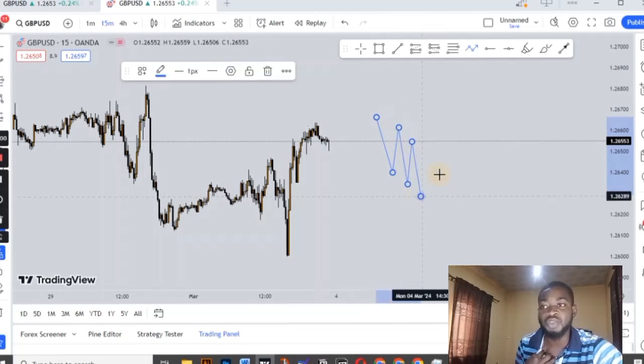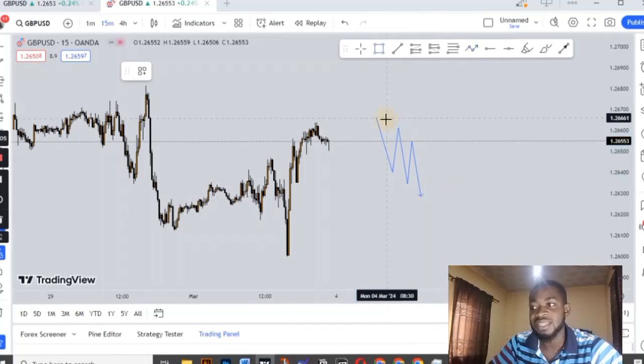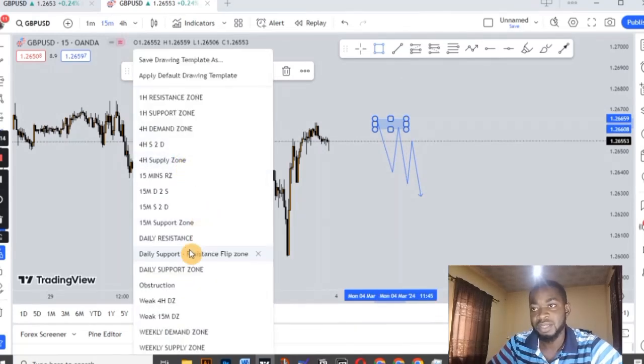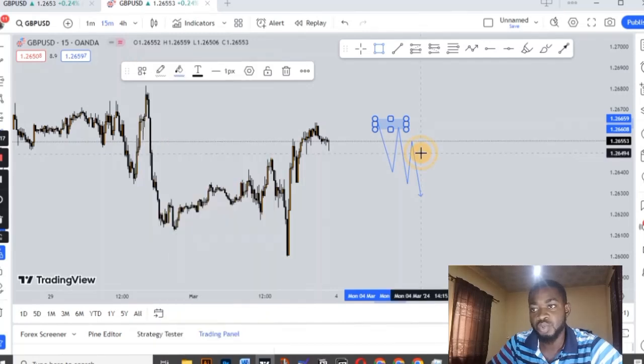Now, marking our supply zone could be like this. So this is actually the zone we're expecting to sell from. Marking our supply zone could be like that. And when price comes back here too, same thing, we mark our supply zone, expecting to sell from this area, expecting to sell here.